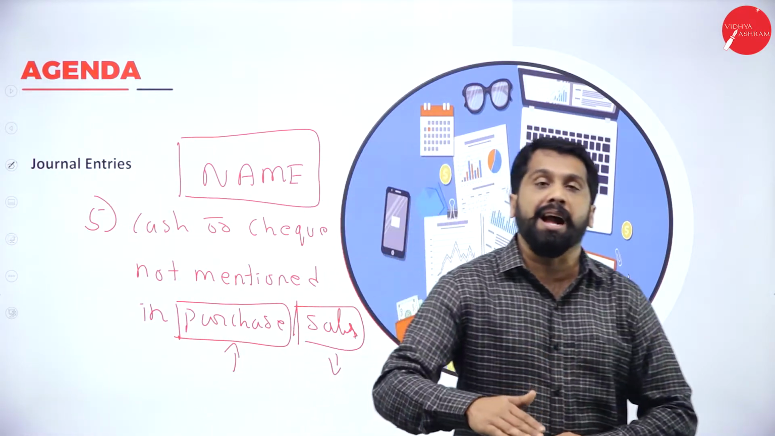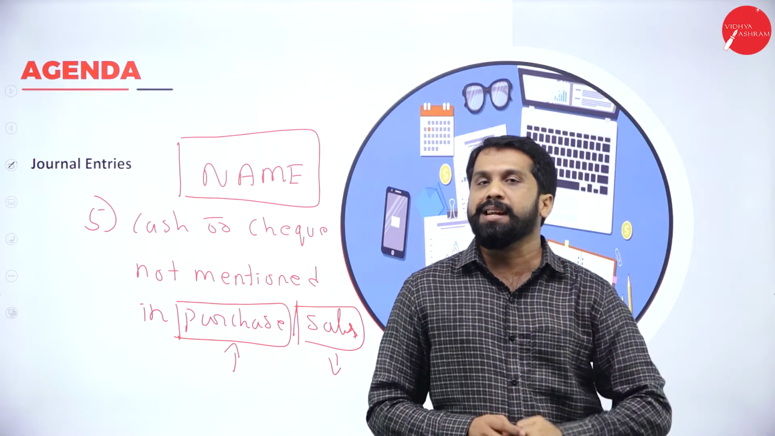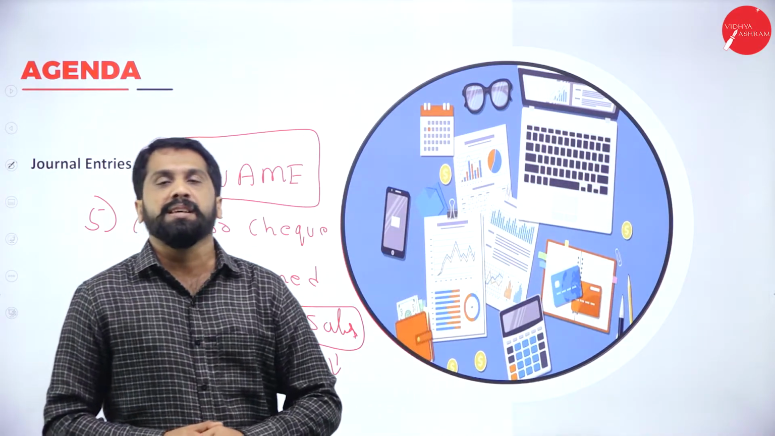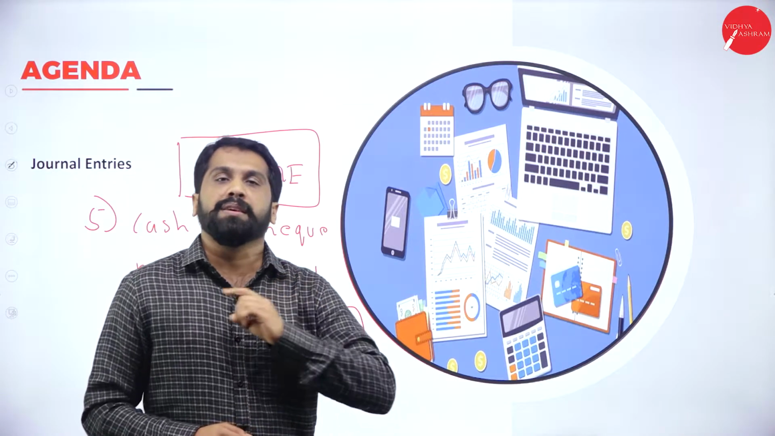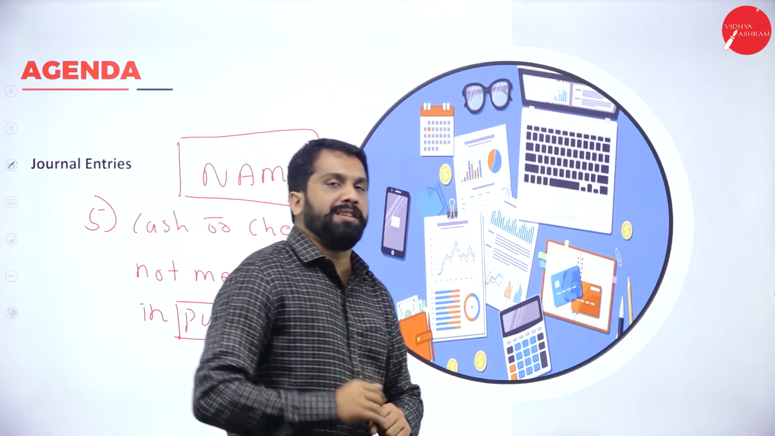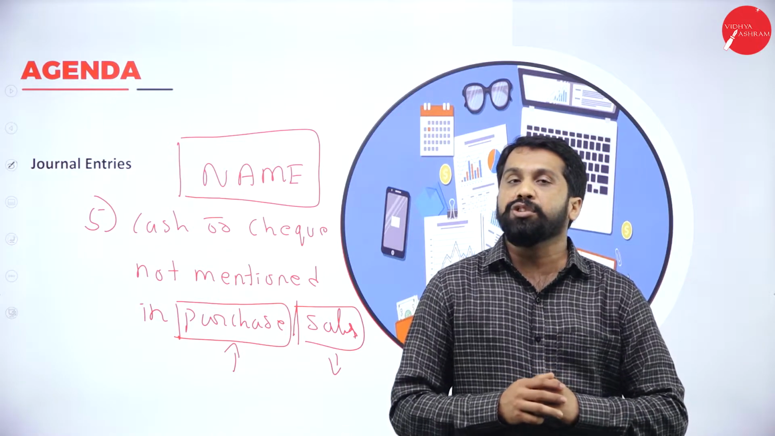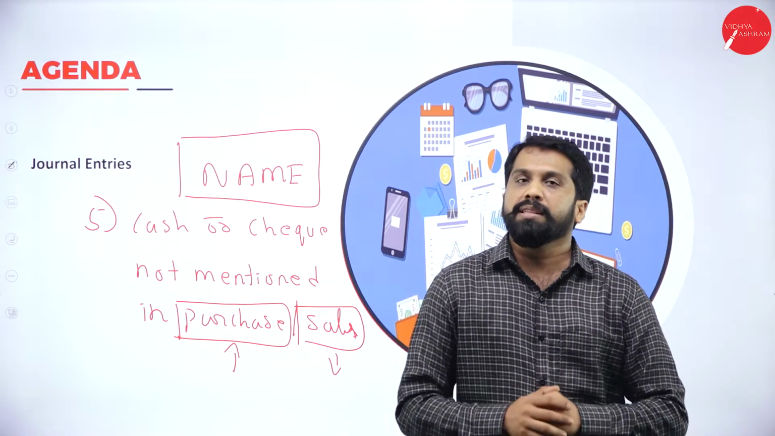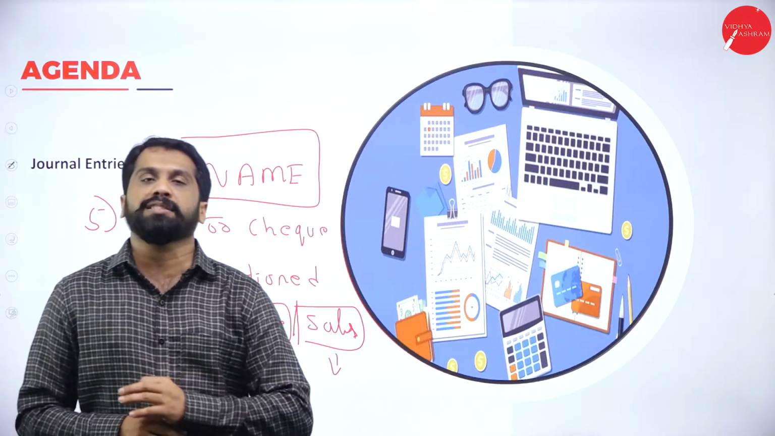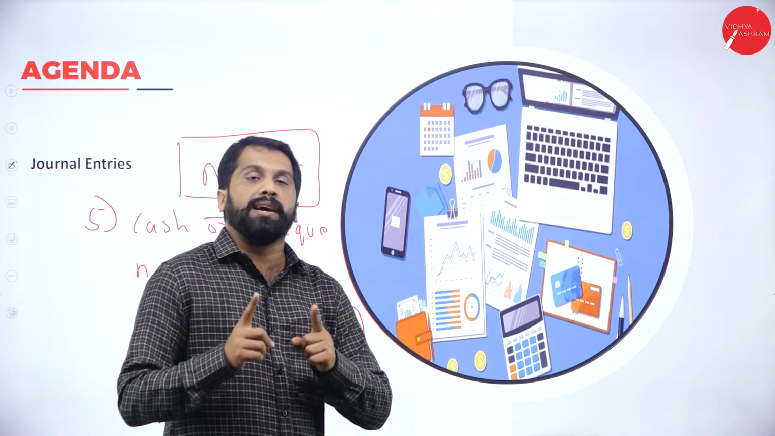Capital always down. Capital word you cannot use up. Clear? Your third logic is done. Fourth one, drawings. Drawings means personal expenses. Drawings always up. Drawings cannot come down. Clear? This is also done. Your fifth logic is normal journal entry. They have mentioned that cash and bank not mentioned. They have given purchase of goods from Mahesh. So sale of goods from Rajesh. So in this, cash or bank not mentioned. Then you have to keep it in mind.